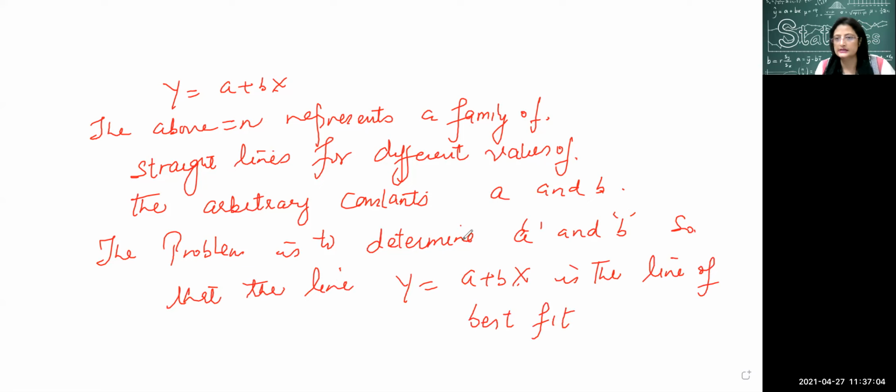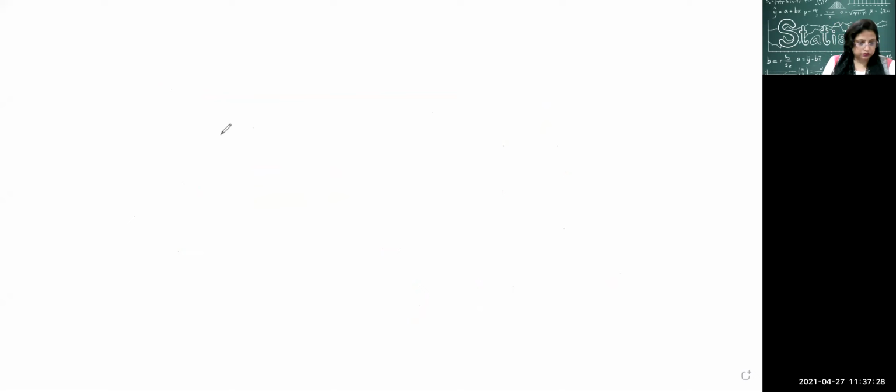So we have to find A and B such that this line becomes the line of best fit, and it will become the line of best fit if the deviations between the actual value and the estimated value of y is minimum. So you will underline the word that you will put in inverted commas so that it is the line of best fit. Now, what to do?